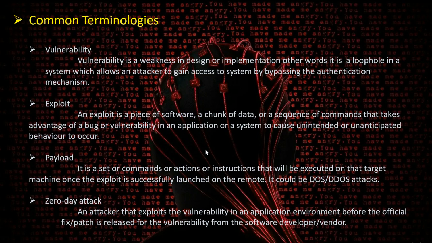So what is an exploit? An exploit is a piece of code which contains a sequence of commands to take advantage of the vulnerability in the system, and mainly to cause unintended or uninterrupted behavior. What is a payload? A payload is a set of commands or actions that will be executed once the exploit is successfully launched on the target machine. The best example would be DoS or DDoS attacks.